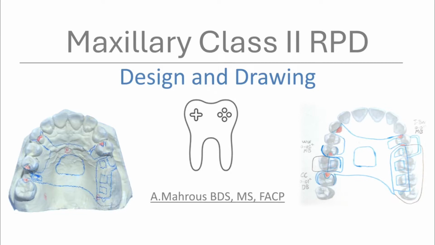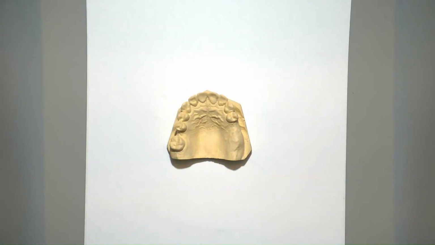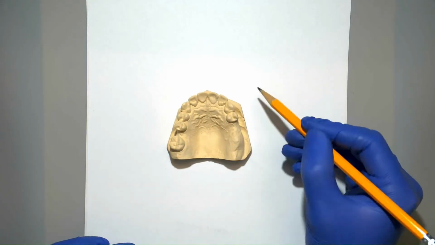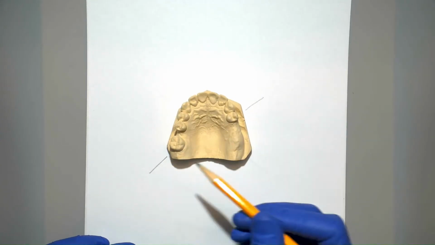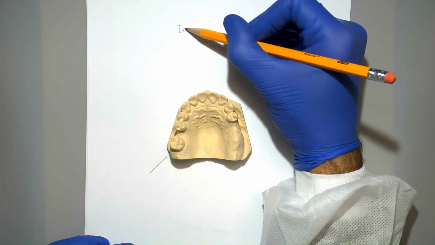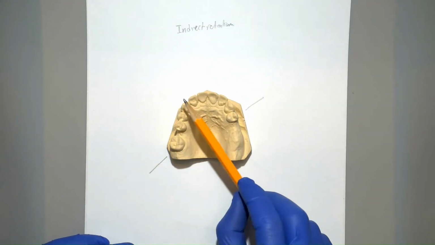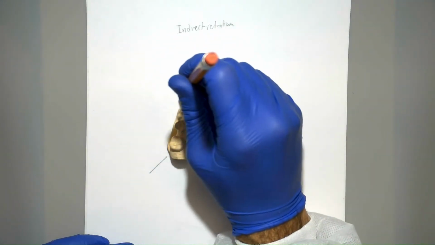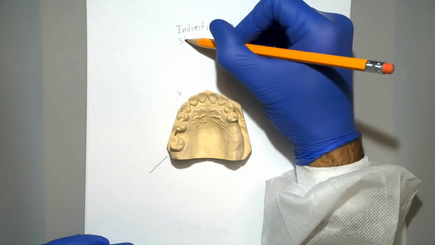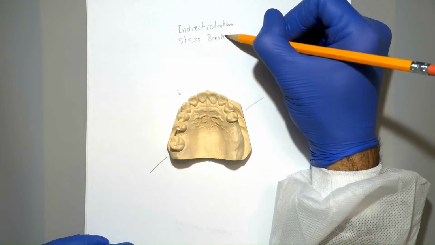Hello, in this video we'll go over how to design and draw a maxillary Class II RPD on paper and on the cast. Before we start, it's important to have a plan. Since this is a Class II, you'll notice we'll have a fulcrum line going between the last two abutments, meaning we will need indirect retainers, mainly this tooth right here, the canine, and we will need stress braking clasps.